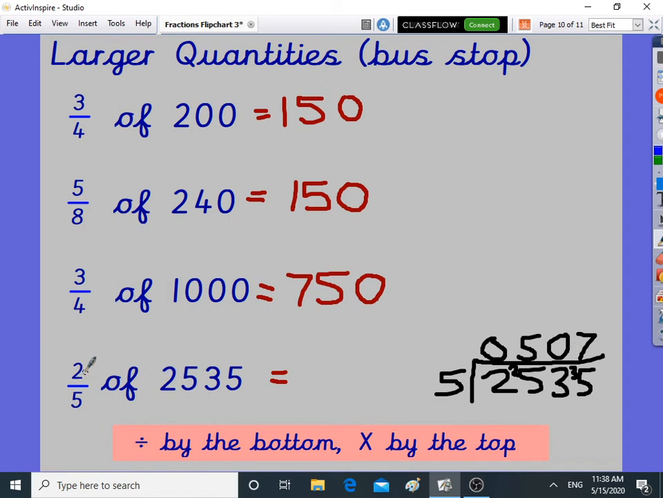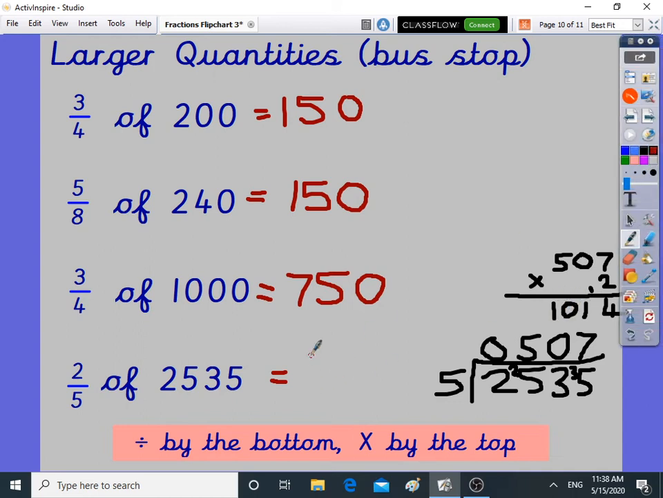I've now got to times that by the top, which is 2. 507 times 2. Going to do that with a little column method. You could, of course, use grid method, which I use with you in the morning maths. And this is standard method, which I also use in the morning maths. 2 times 7 is 14. 2 times 0 is 0 plus 1. 2 times 5 is 10. 1,014. That was quite a complicated answer there.